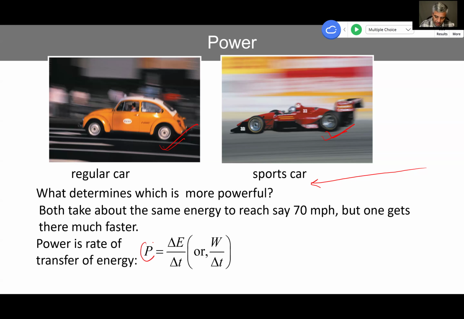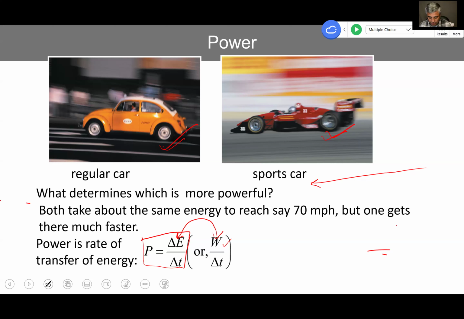So we denote power by using uppercase P, okay? And this is the change in energy, so the transfer of energy from the work done, right? So change in energy over a time interval is the power. So this is the proper definition of power. But since work done and transfer of energy are equivalent, we can also write power in terms of work done, or even in terms of force, because the work done depends on force.